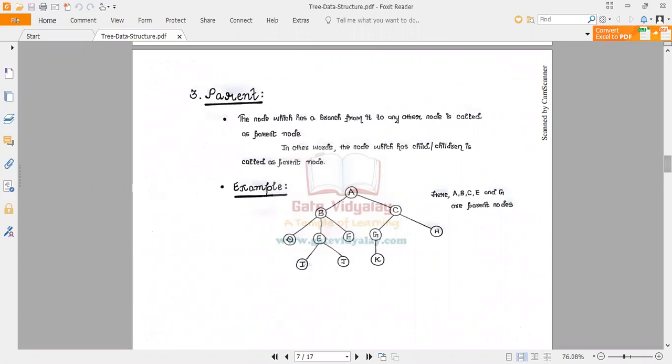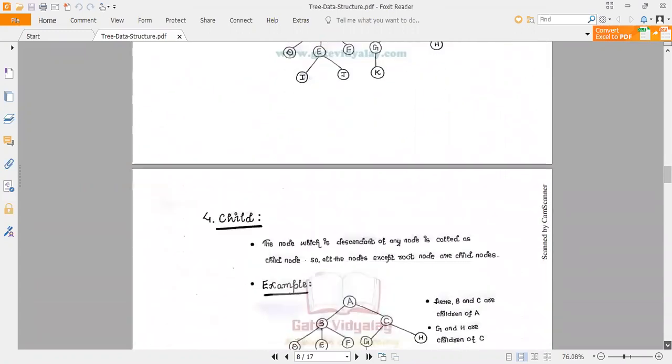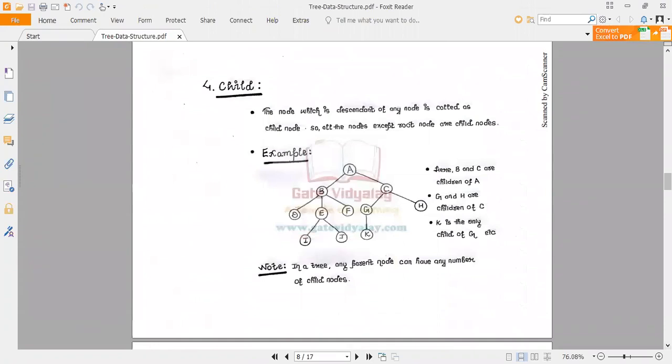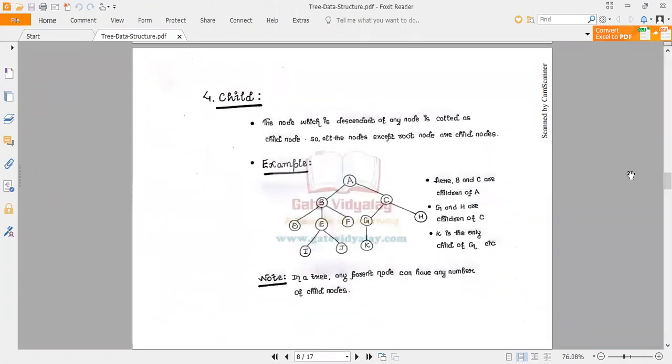So moving ahead, next is the child. What is a child node? What are the leaf nodes or the child nodes? The node which is a descendant of any node is called a child node. So all the nodes except the root node are child nodes. We can say here B is the child node of A. A can be a parent node, it is the root node, but it cannot be a child node because it does not have any node above it.